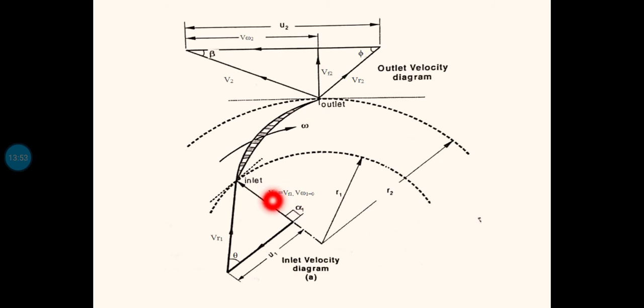So there won't be any tangential component for the V1. That means Vw1 equal to 0. So alpha equal to 90 degree. This angle is theta. This is Vr1 and this one is U1. I think this inlet velocity triangle is very much familiar to you.